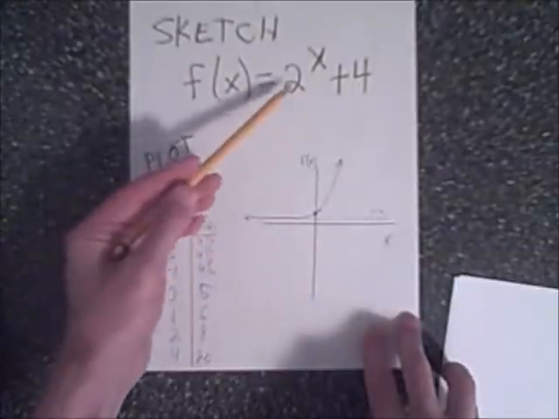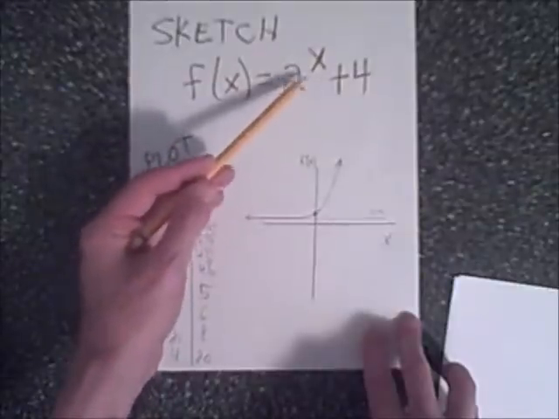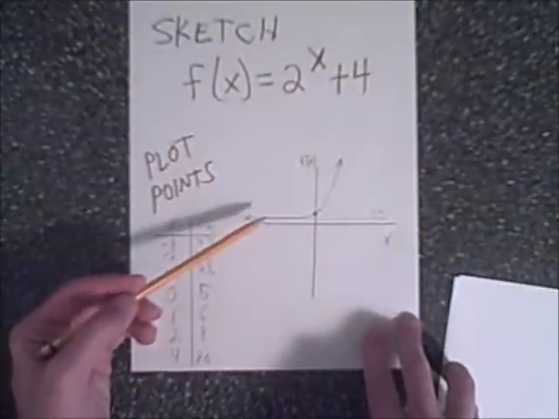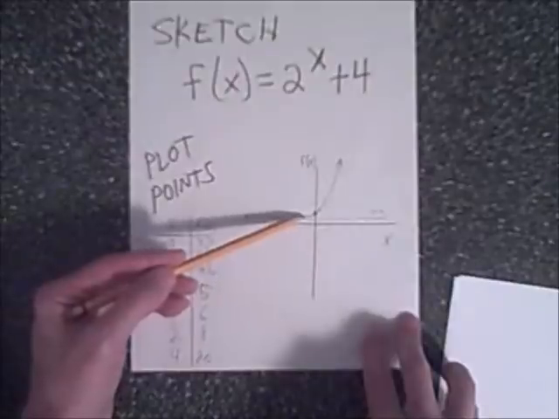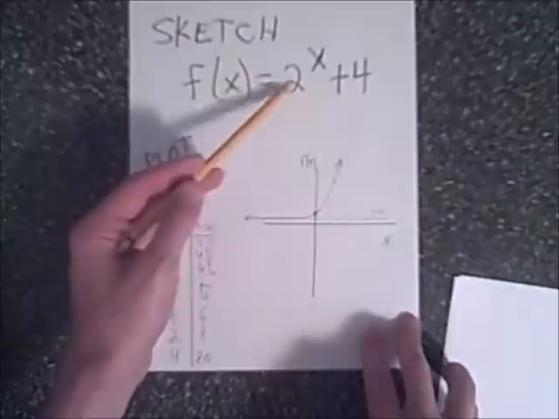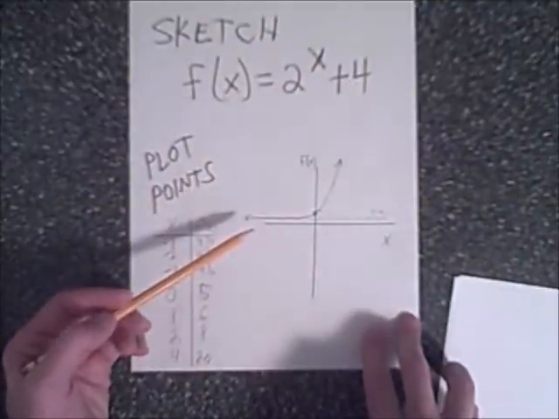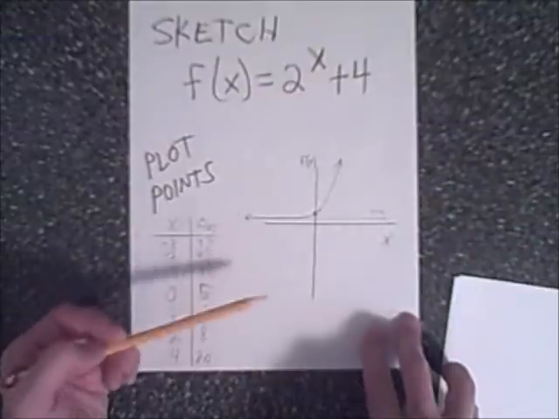And one quick note before the next sketch, notice too how you have a horizontal asymptote. So the domain of this is going to be all real numbers. In other words, you could put any value of x in there, any real number. But the range is going to be only numbers above 4. This number, 2 to the x, will never get to 0. So it'll approach 4. So our range will be all values greater than 4.